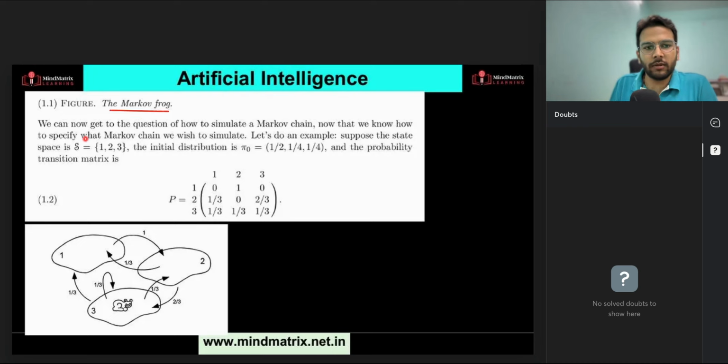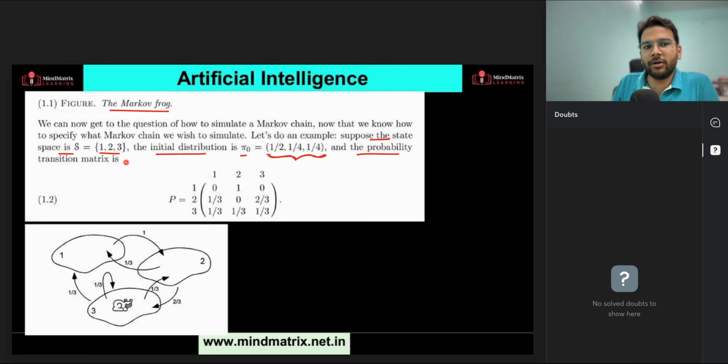So this is a Markov frog. Let's do an example. Suppose the state space is 1, 2, 3, so there are 3 states. The initial distribution is pi 0. Now carefully see this. This is the initial distribution given to you. That means 0.5, or 1 by 2, is the probability that you will start from state 1, 1 by 4 is the probability that you will start from state 2, and 1 by 4 is the probability that you start from state 3. This is the initial distribution that is given, or we can assume.